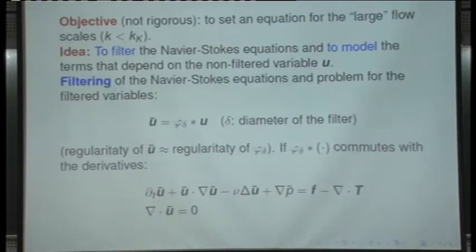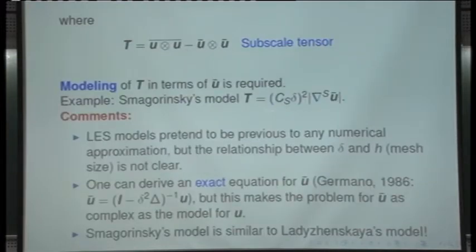In principle, it should be the diameter of the filter. The diameter is the diameter of the region where the filter, excuse me, the kernel, is not zero. That's the diameter of the filter. Well, that should be a length, and that's multiplied by the so-called Frobenius norm of the symmetrical part of the gradient of the filtered velocity.